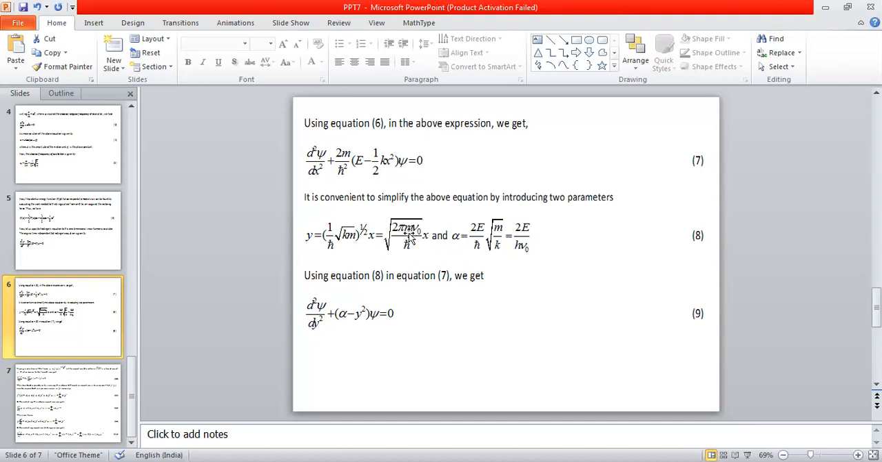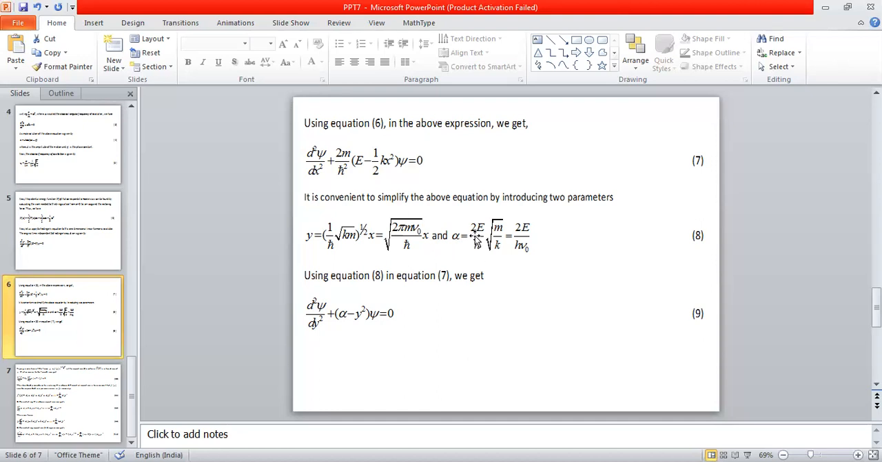Here m is the mass of the particle which is exhibiting linear harmonic oscillations, and nu naught is the classical frequency of oscillation whose expression I mentioned previously. So y can be written either in terms of k and m in this fashion, or in terms of the classical frequency of oscillation nu naught. Using either form, it is possible to introduce this parameter. Now, the second parameter that we are introducing in this equation in order to simplify it is what we write as alpha.